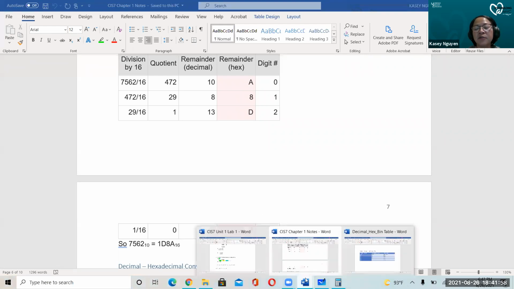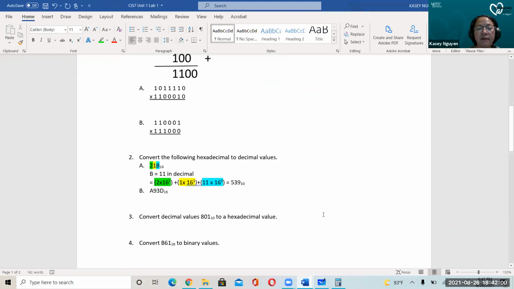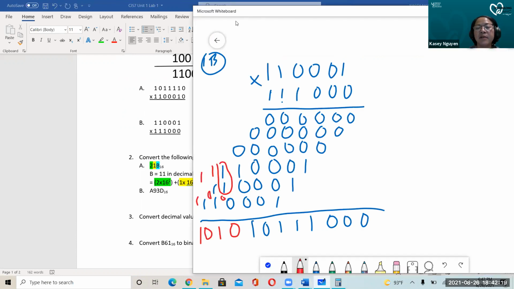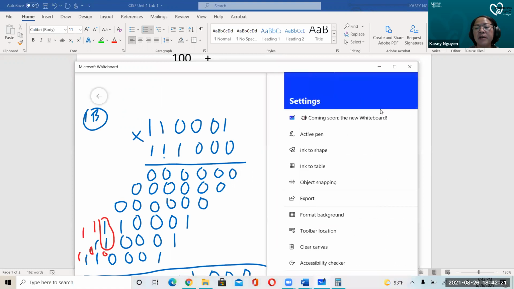So let's do one together. It tells you to do number 3, convert the decimal value 801 in decimal to hexadecimal. So let me clear my whiteboard real quick.